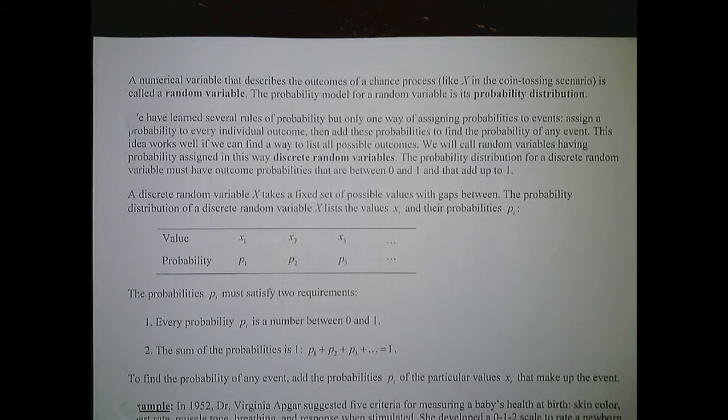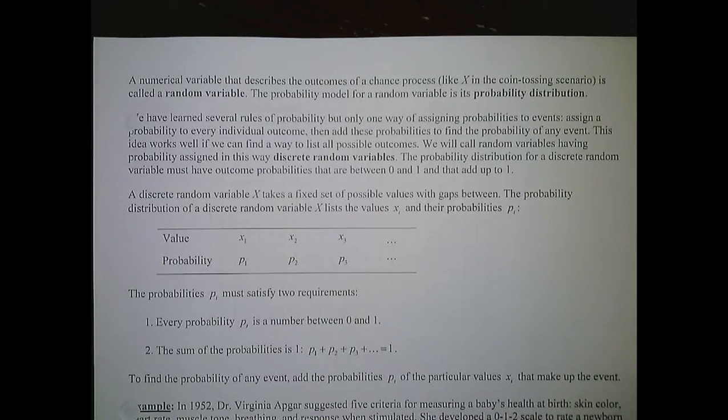This idea works well if we can find a way to list all of the possible outcomes. We will call a random variable that has a probability assigned this way a discrete random variable. In other words, we're saying there are a finite number of outcomes, and we can calculate the probability of each one of those outcomes.